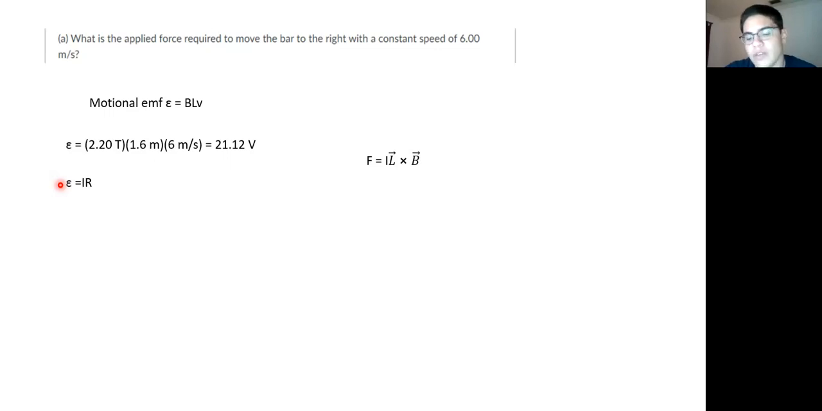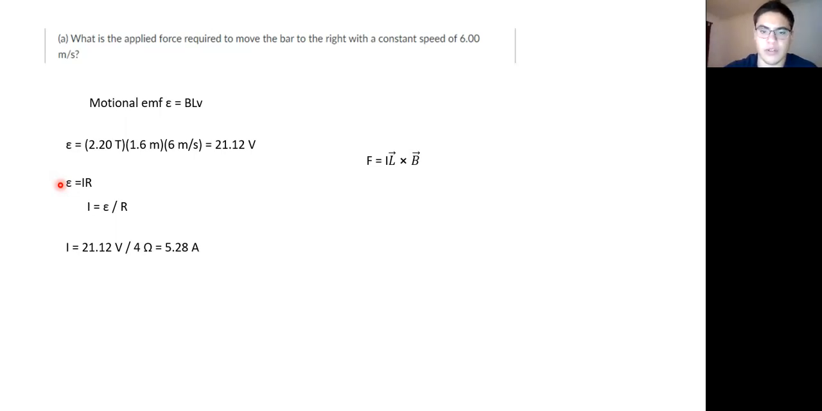We're given the resistance. If we divide the EMF by the resistance, we'll get the current. And when we do that, we get 21.12 volts over 4 ohms. That's going to be equal to 5.28 amps. That's the current going through the bar. So we use the equation on the right to find the force.